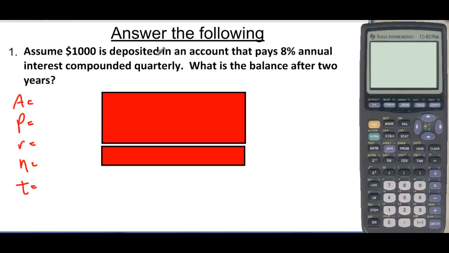Assume $1,000 is deposited. That's the amount of money that was put into the account, so that's our P value. It pays 8% annual interest, so our percentage is 0.08 because it's written as a decimal. Compounded quarterly, so how many times a year is that? Well, a quarter is 4, so that's 4 times a year. What is the balance after 2 years? So they give me 2 years, and they want to know what is the balance. So I want to know what's in my account after that.